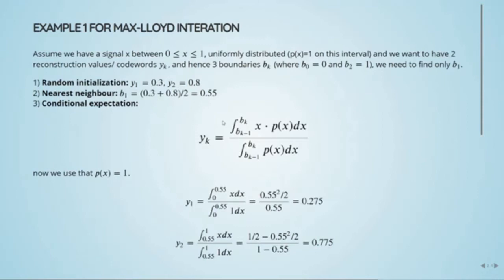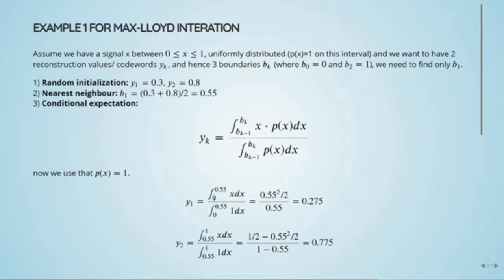This is a very simple example, so we can get a feeling of how this algorithm works. So step 1, we start with a random initialization of y1 and y2. So we choose some values for y1 and y2. Then we apply the nearest neighbor rule, calculating b1 given y1 and y2, which were randomly initialized. Then we have b1, so we have this value here. Then we will compute the conditional expectation. So we have this equation here for y of k. Now we have b1, and we will use our PDF, which is equal to 1.